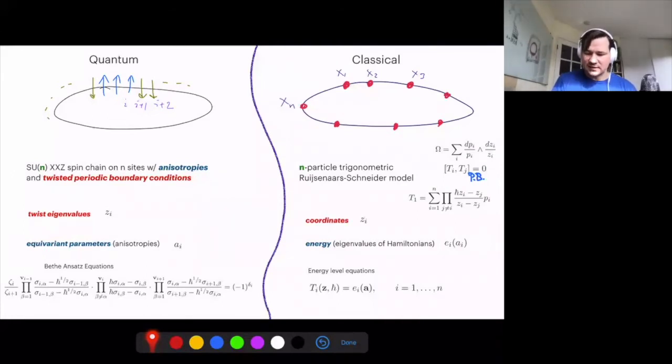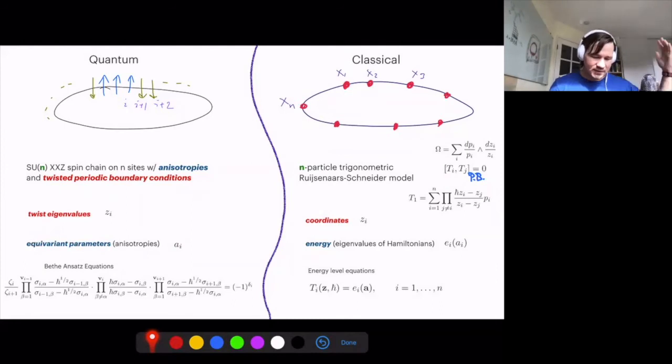So what does the duality say? The duality says that the energy level equations for these Hamiltonians are in one-to-one correspondence with the space of solutions of the Bethe Ansatz equations for this spin chain, right? And so the way the duality works is that the twist eigenvalues on the spin chain are identified with the coordinates on the integrable system. And the equivariant parameters are identified with the anisotropies, geometrically they call equivariant parameters.